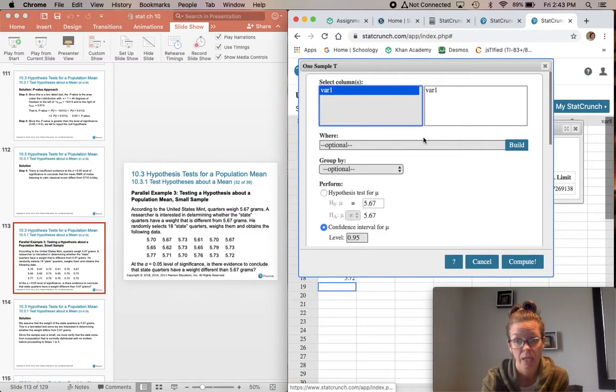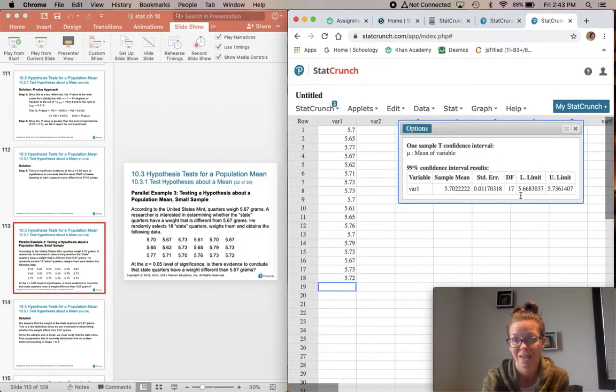However, if we change this to a 99% confidence interval, now 5.67 is in that interval. So the confidence level could matter here. That's the relationship between confidence intervals and hypothesis tests. You can relate those two ideas and use a confidence interval to back up your claim on a hypothesis test.